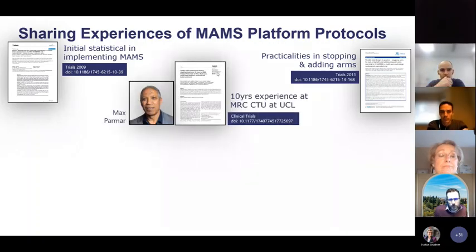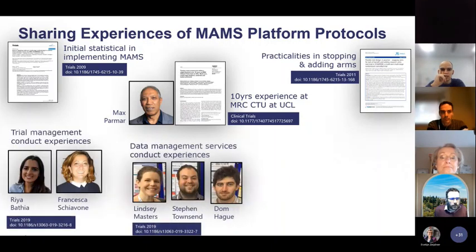Max led a paper a few years back, looking at 10 years of our experiences of running these sorts of trials and some of the lessons coming through, with short case studies. Then we focused on the trial management experience: the trial coordinators running these studies, and the data management services, the people building the programs and thinking about the data. These are voices that you don't hear in the literature enough, but they're really about the conduct of this and the lessons we can learn.